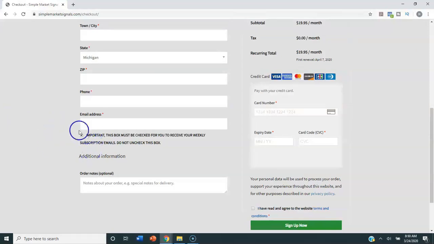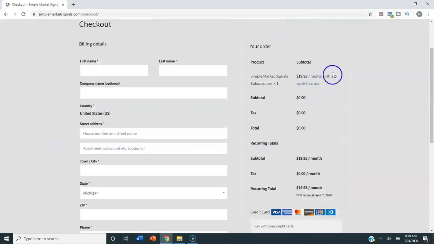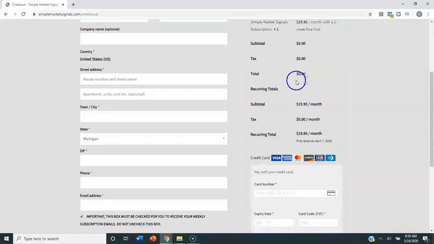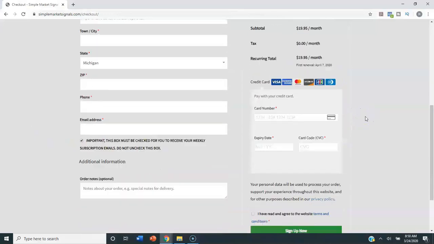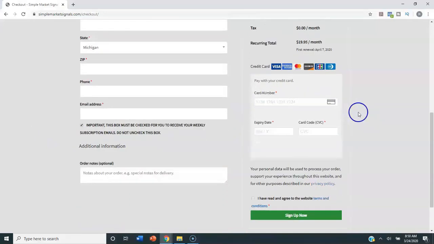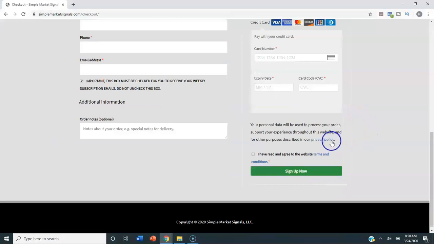So please make sure that box is checked. And then, of course, just double check, make sure that your monthly total is going to be $19.95 a month. Remember that your first 2 weeks are free, so your first renewal date will be 2 weeks after your subscription date. Fill in your credit card information. You will need to accept the privacy policy and check that box that says you've read and agreed to the terms and conditions. Click the Sign Up Now button, and it's that easy, guys.